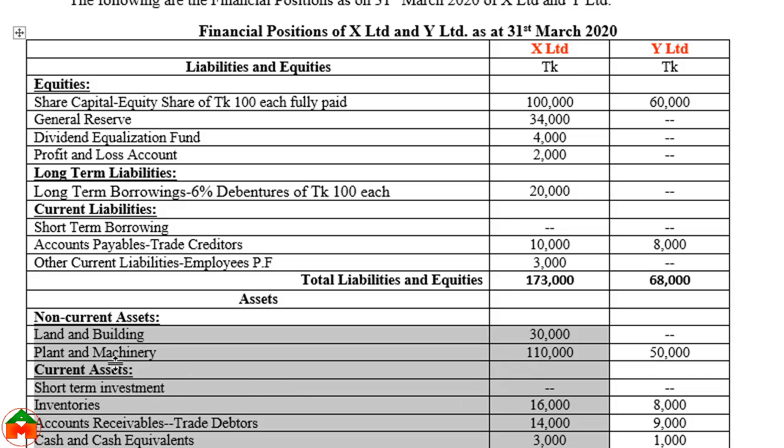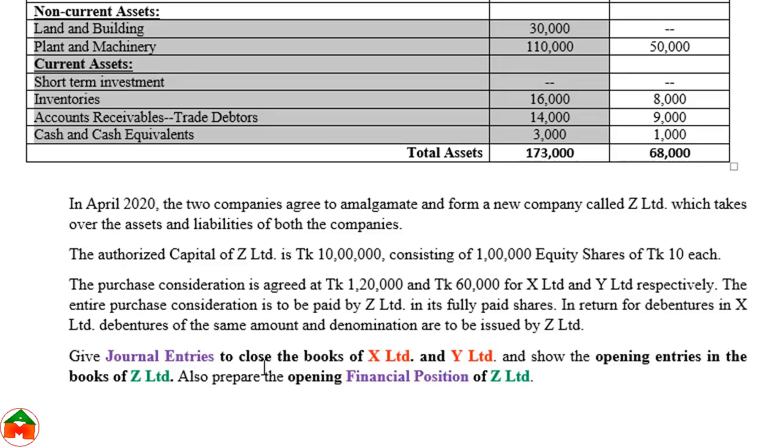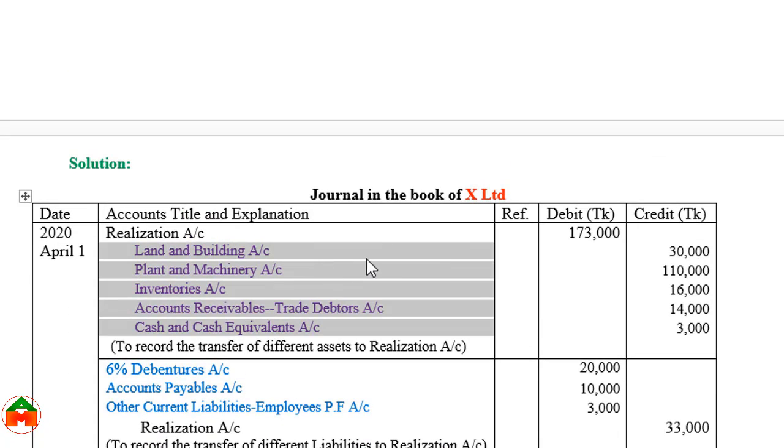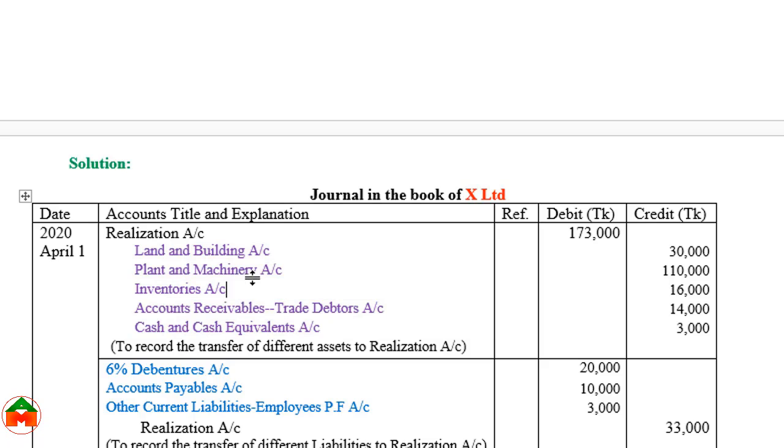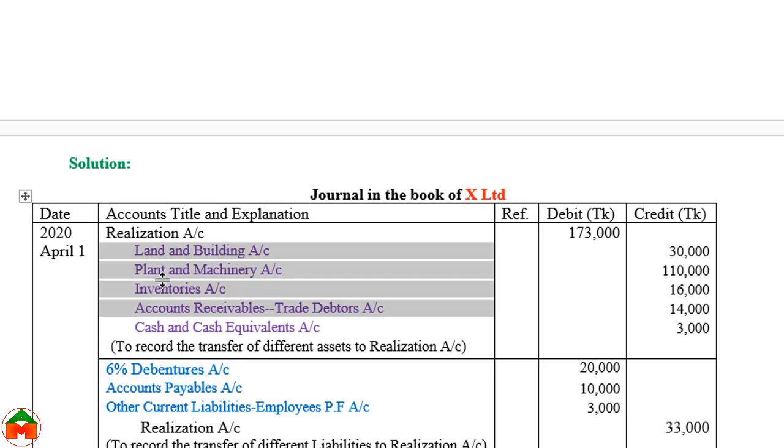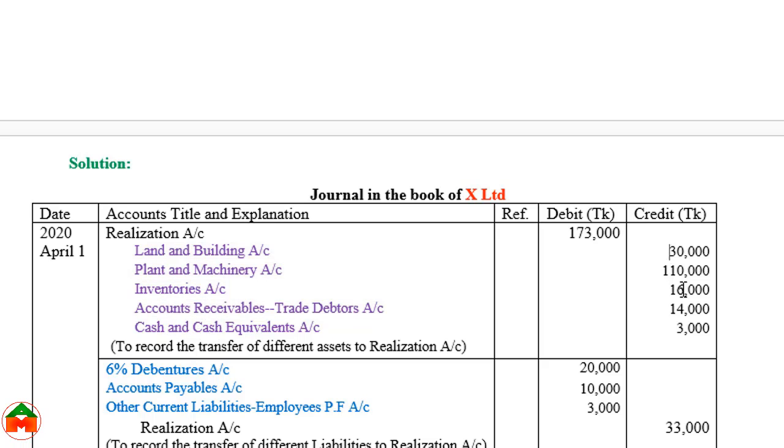We are going to show these assets in the credit side because we are going to liquidate this X Limited. Although these asset items are debit items, we are showing them in the credit side for the purpose of liquidating this X company by removing this account. If we show the debit item in the credit side, it will be vanished or removed from the accounts. Here we can see land and building, plant and machinery, inventories, accounts receivable, cash and cash equivalents. So these are the amounts.